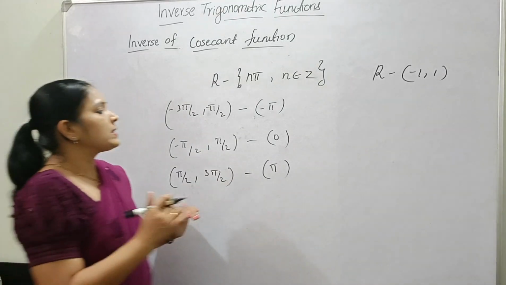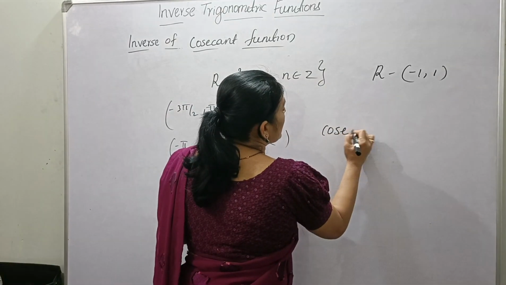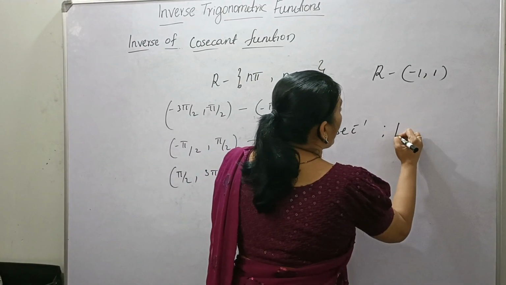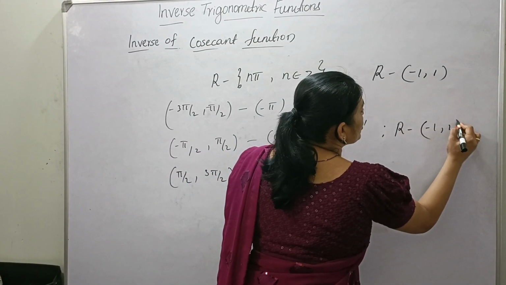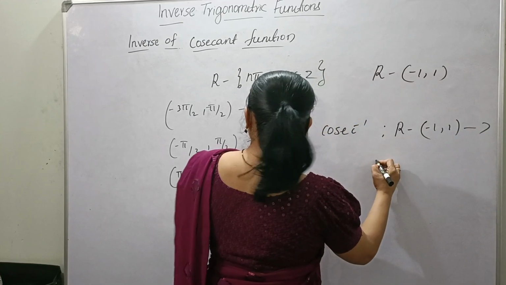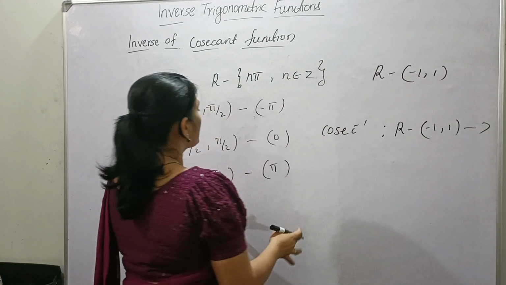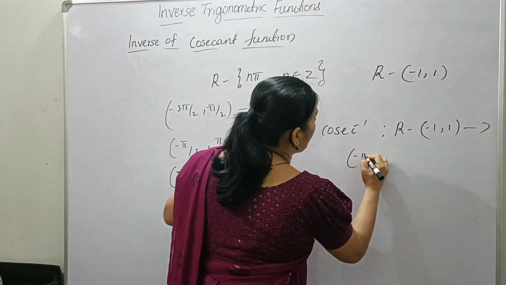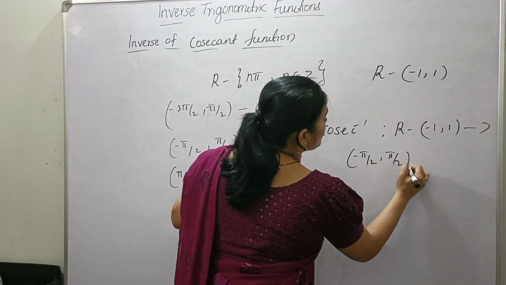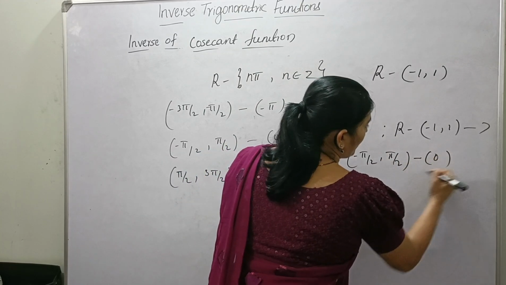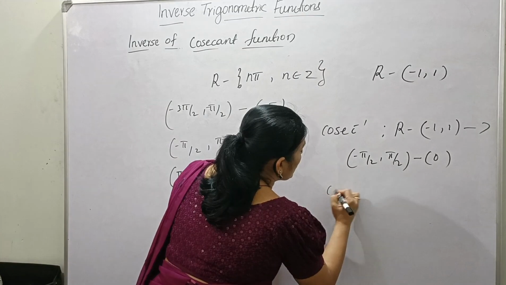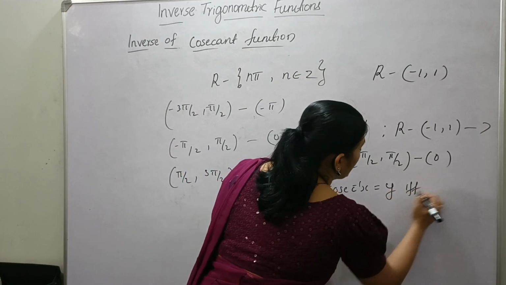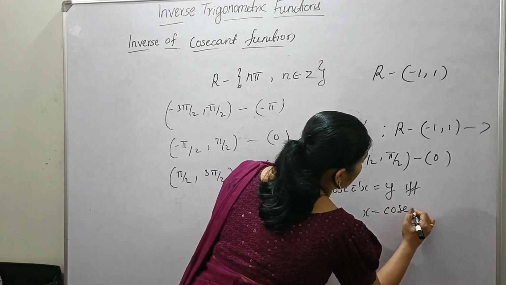Therefore cosec inverse is a function from R minus the open interval minus 1 to 1 to any of these intervals. Here the principal value branch is this one, that is minus pi by 2 to pi by 2 minus 0, defined as cosec inverse x is equal to y if and only if x is equal to cosec y.